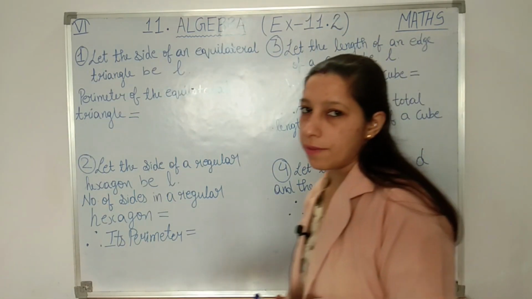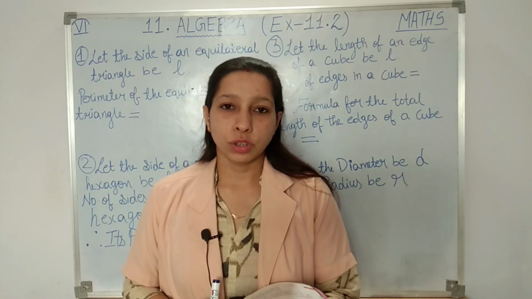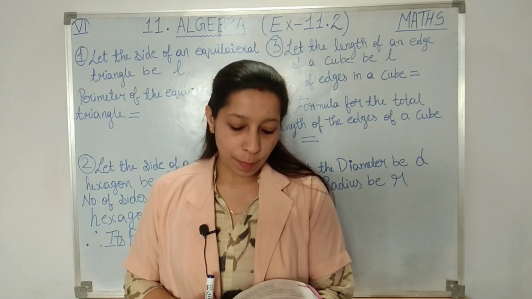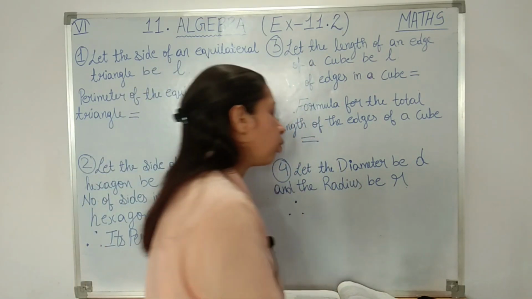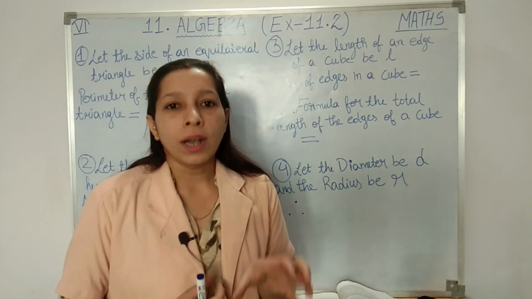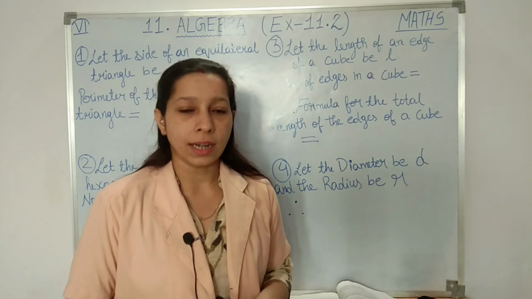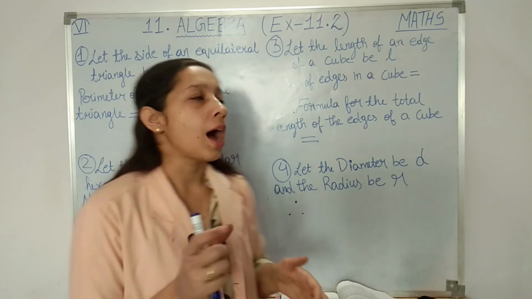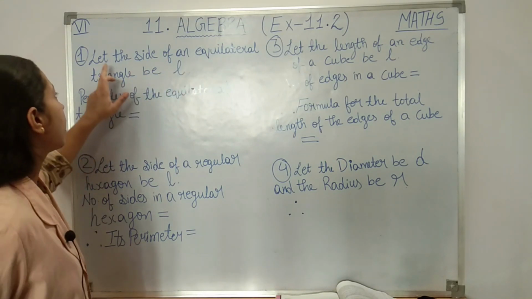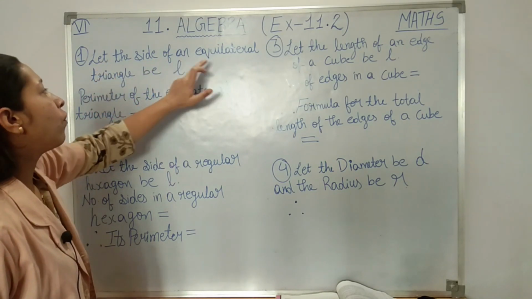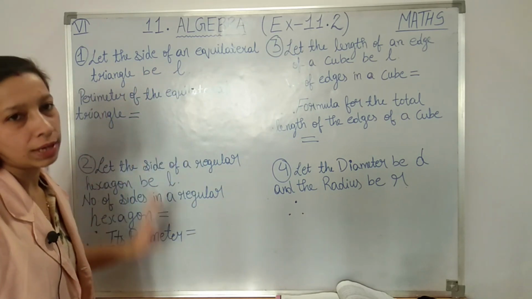So students, exercise 11.2 question number 1. The side of an equilateral triangle is shown by L. Express the perimeter of the equilateral triangle using L. First of all students, what do you mean by an equilateral triangle? An equilateral triangle is such a triangle which has all 3 sides equal. Here in this question we are asked to take one side of the equilateral triangle equal to L. So I have taken here: let the side of an equilateral triangle be L. This is given in the textbook, that variable only I have taken.